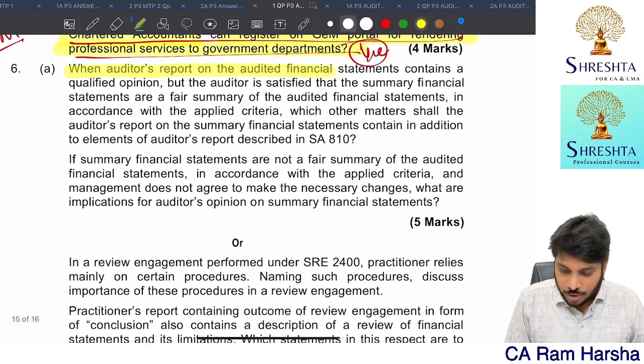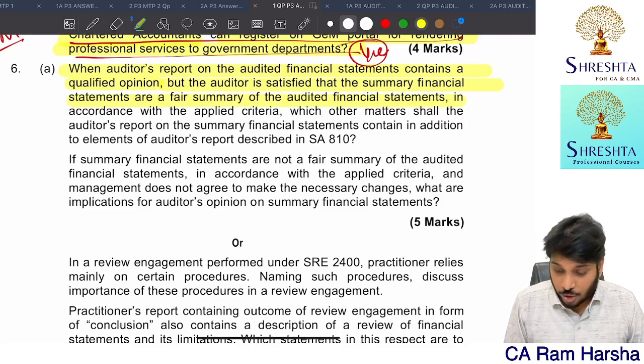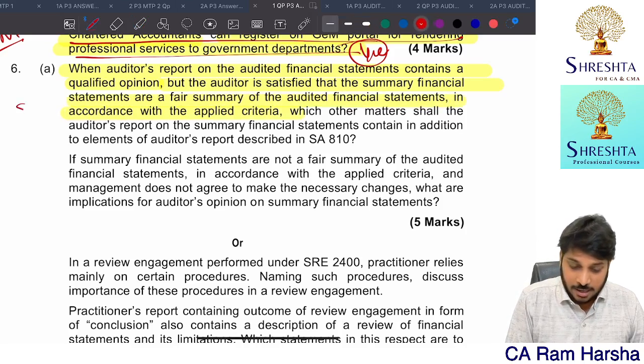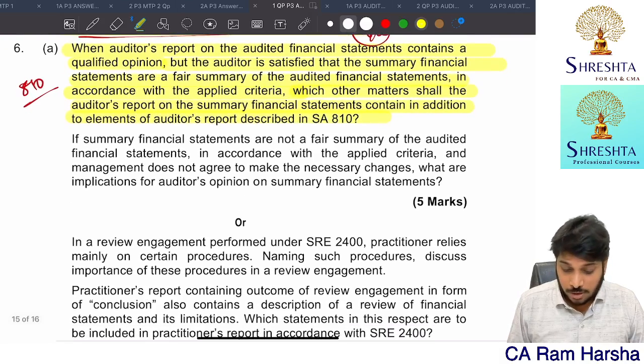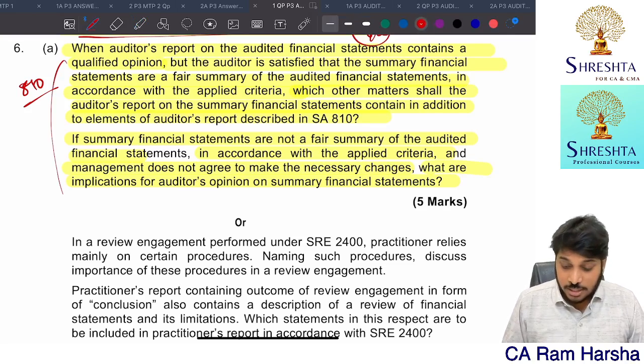When an auditor's report on audited financial statements contains a qualified opinion, but the auditor is satisfied that the summary financial statements are a fair summary of the audited financials in accordance with the applied criteria, 8-10 question: which other matter shall the auditor's report on the summary financials contain in addition to 8-10? In the audit report, if the summary financials are not a fair summary in accordance with the applied criteria and management does not agree to make the necessary changes, what are the implications in the auditor's report on the summary?